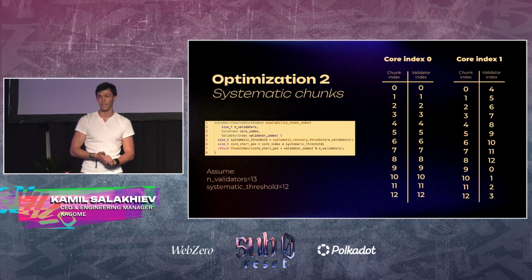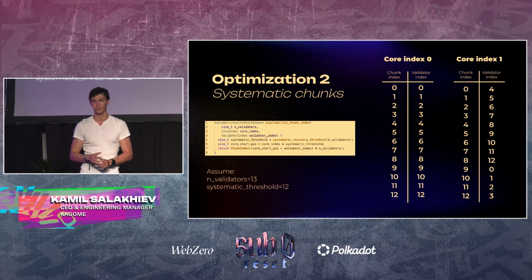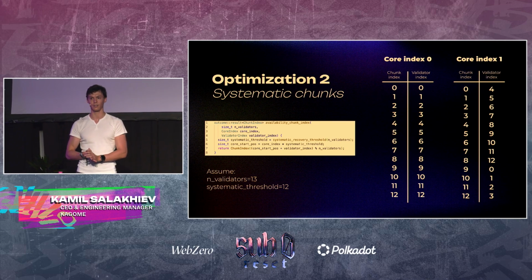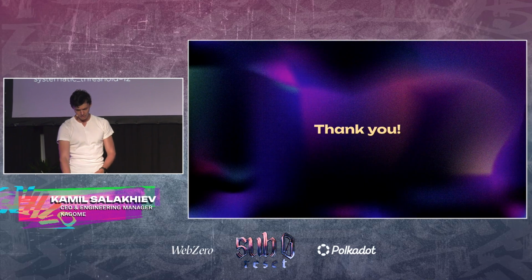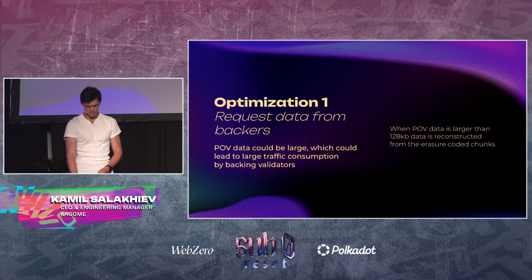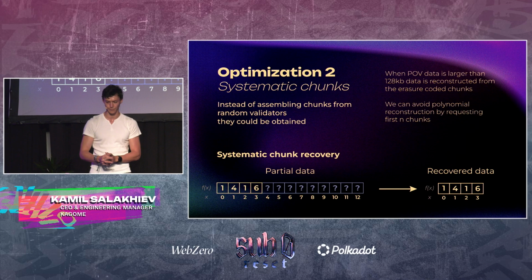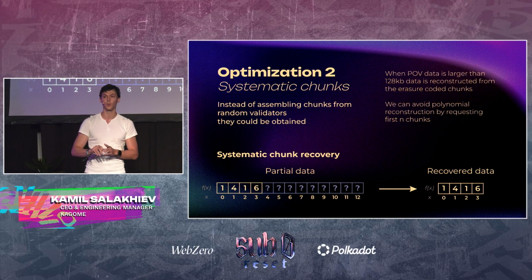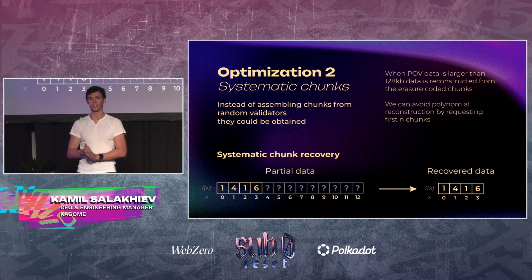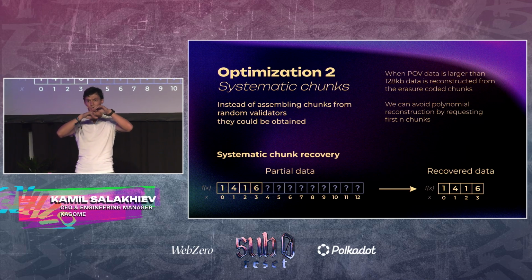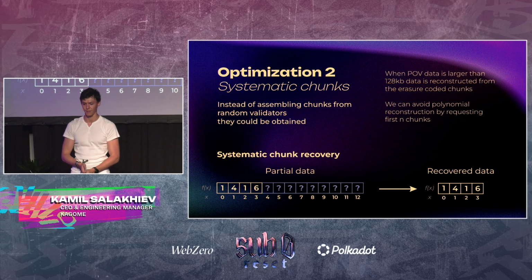But luckily, we can optimize this step as well, because our chunks are systematic, meaning that the first n chunks actually correspond to our original data. That means that if we request just the first n chunks instead of some random n chunks, then we can just concatenate them and get our original data without the need to run through this step where we calculate the polynomial. As I said, it's very expensive.